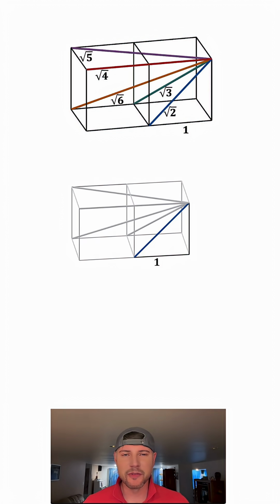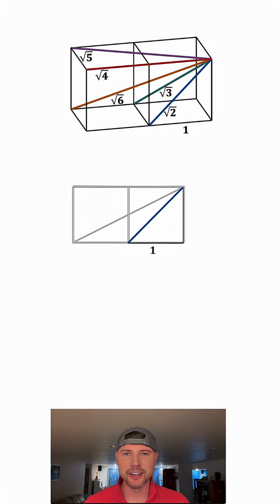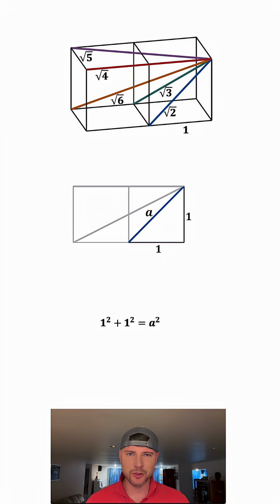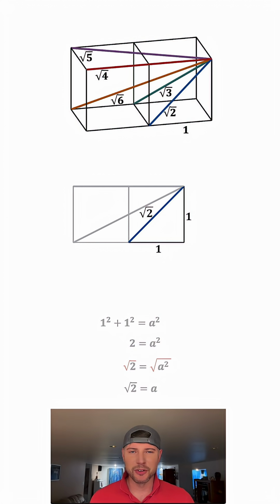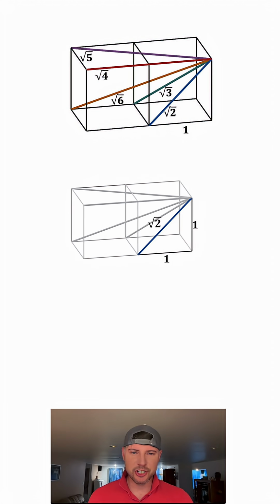For the first one, we're going to focus on this right triangle here. These two sides are edges of the unit cube, so they're both going to be equal to 1. And let's call the hypotenuse a. So by the Pythagorean theorem, we have 1 squared plus 1 squared equals a squared. That'll end up giving us 2 equals a squared. And then after we square root both sides, we have a is equal to square root of 2. And that's the first one here. And then we can move things around just like this.